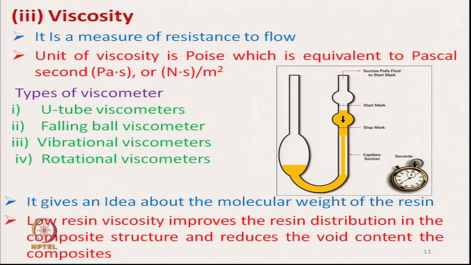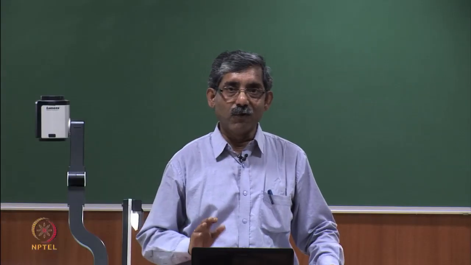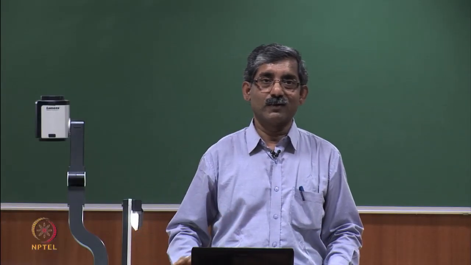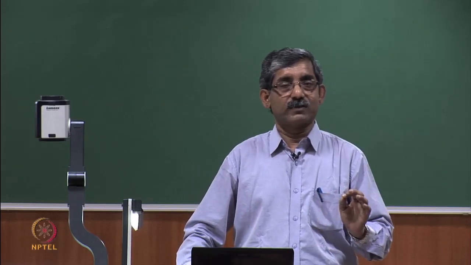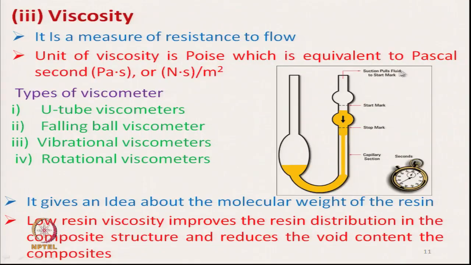So, we must measure the viscosity of matrix material. It is a measure of resistance to flow. If the viscosity is high, the flow will be slower. The unit of viscosity is poise, as we know, which is equivalent to Pascal second or Newton second per square meter.